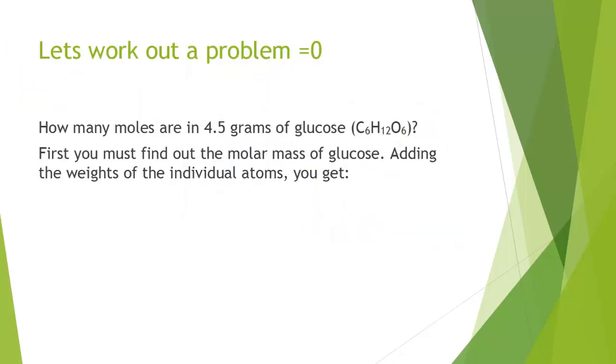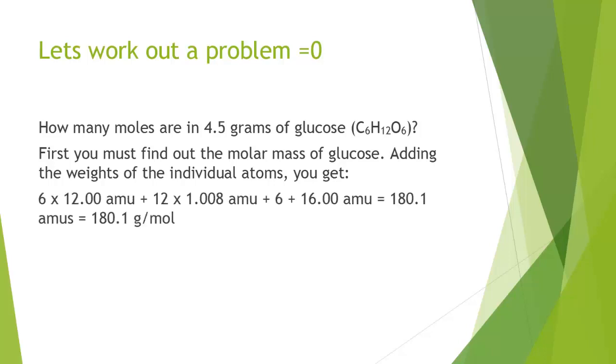Alright, let's work out a problem. Okay, how many moles are in 4.5 grams of glucose? Glucose is C6H12O6. So first step, you need to find the molar mass of glucose by adding the weights of the individual atoms. So you get 6 times 12 plus 12 times 1.008 plus 6 times 16, that gives you 180.1 AMU, which is 180 grams per mole.